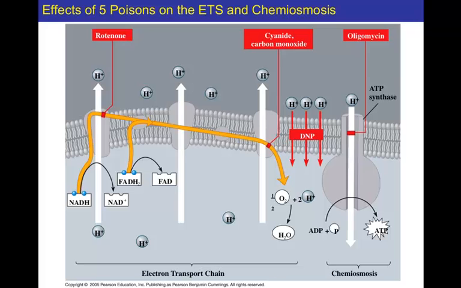Okay, the next poison is something called dinitrophenol, DNP. What DNP does is it essentially allows hydrogen ions to cross the membrane without going through ATP synthase. As a result, you basically dissipate the hydrogen ion gradient, the electrochemical gradient of hydrogen, without allowing it to be used to make ATP. And the result is you burn through sugar a lot because you keep trying to build up that gradient, but you don't use it to make ATP.